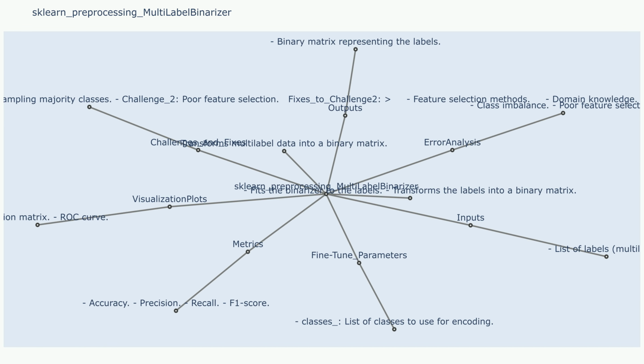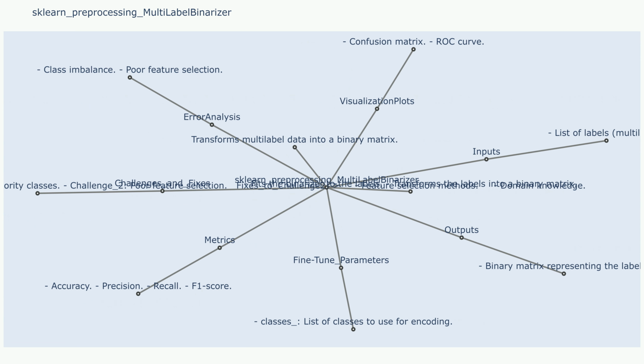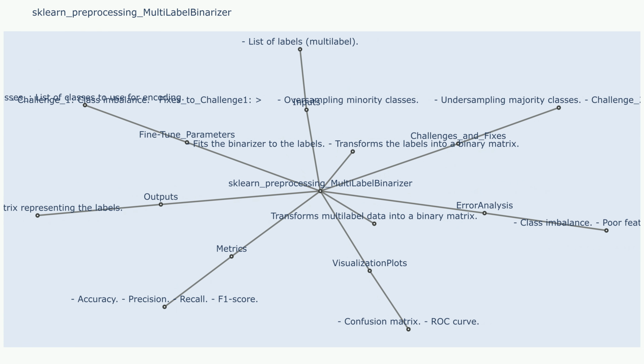sklearn.preprocessing.MultiLabelBinarizer. Description. The MultiLabelBinarizer is a transformer that converts a collection of multi-label samples into a matrix. Each sample is represented by a binary vector, where each element indicates the presence or absence of a specific label. Inputs. Y, this is a list of lists, where each inner list represents the labels associated with a single sample.